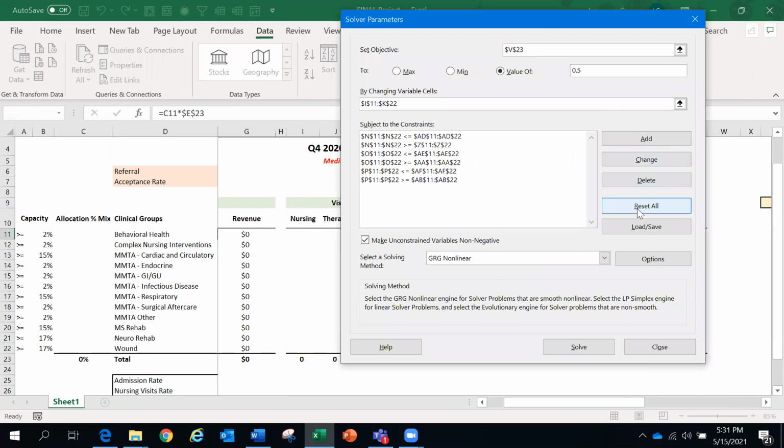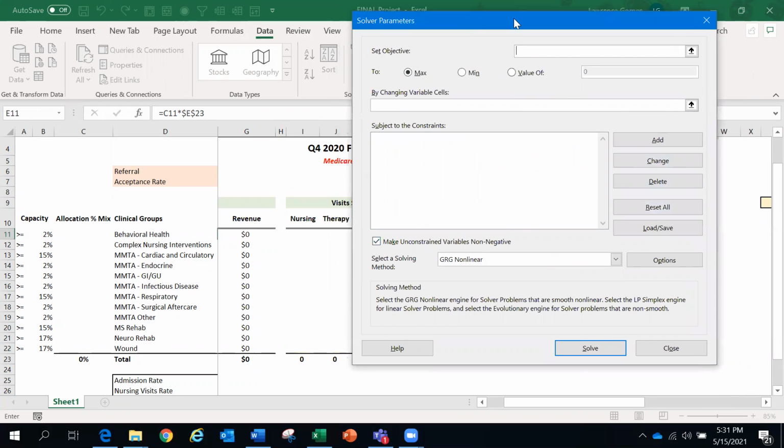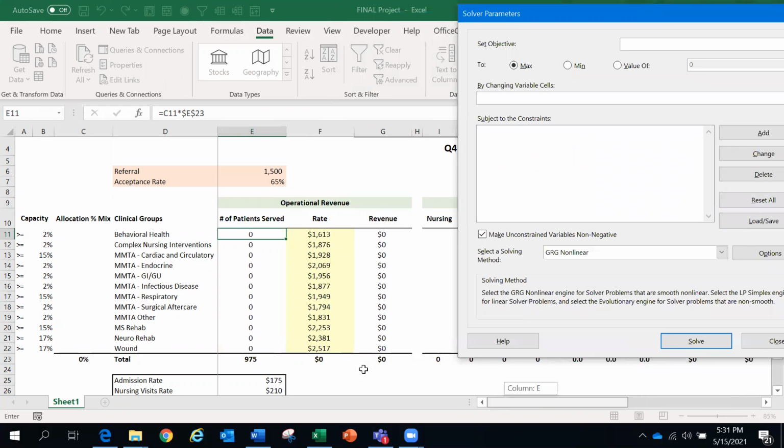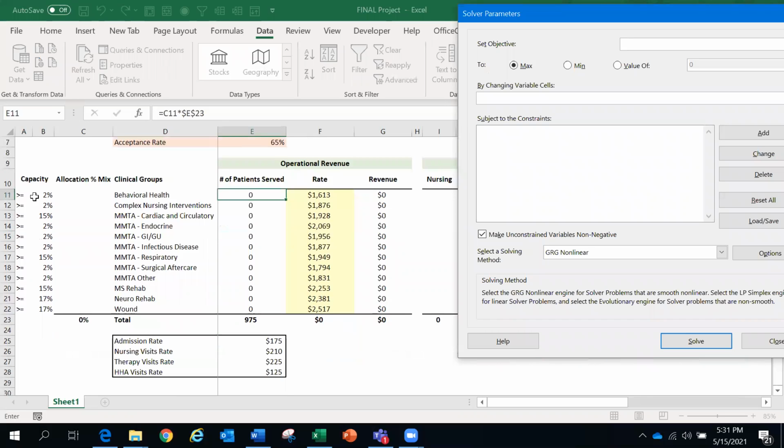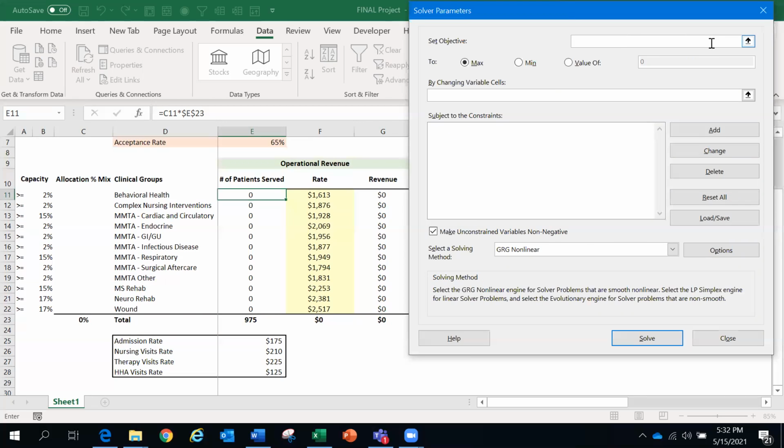My first solver problem is to identify the maximum revenue from these 975 patients. So I have a capacity for each of the categories. For cardiac, our agency has to admit at least 15% into the cardiac category. Similarly for respiratory, MS rehab, neuro rehab, and wound, at least 17% of the capacity. So I want to use this as my constraint as well.